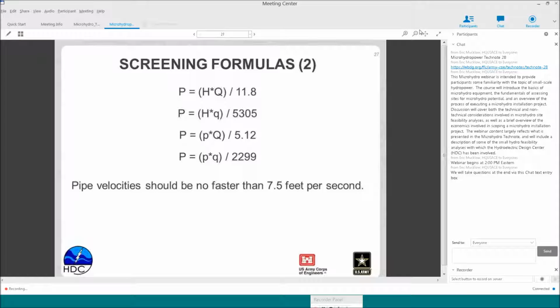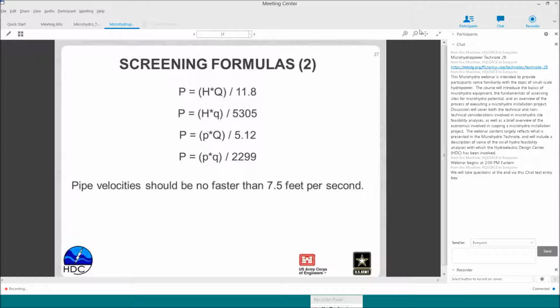I present these equations here and in the tech notes as what we might call a screening factor. So let's say you have a small dam or a cascading stream on some property that you would like to assess for its microhydro potential. You can make a determination of the change in elevation for a conduit and make an assessment of the flow rate, and then apply one of these equations to give you an idea of an approximation of the range of power that you might possibly achieve at the site.